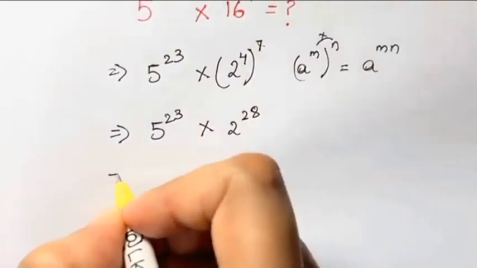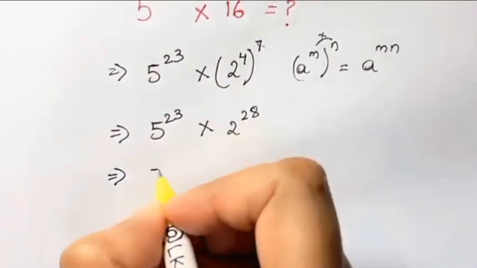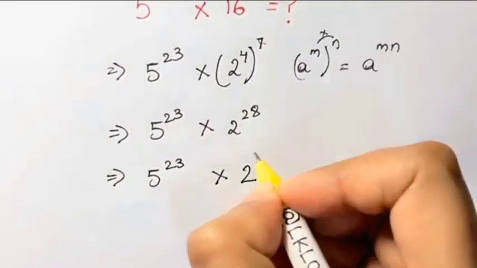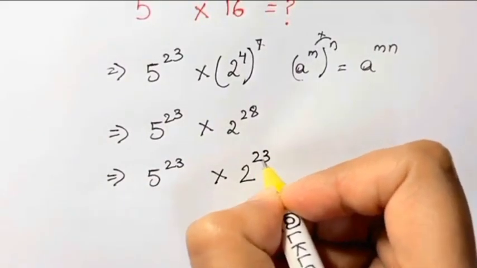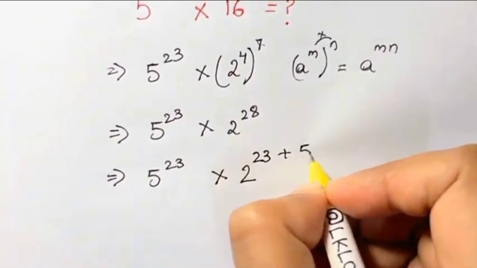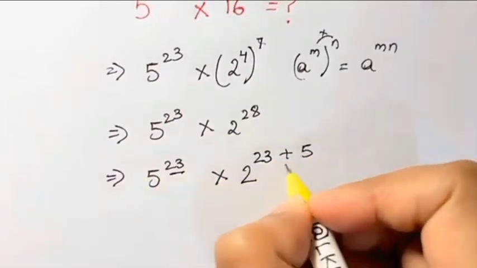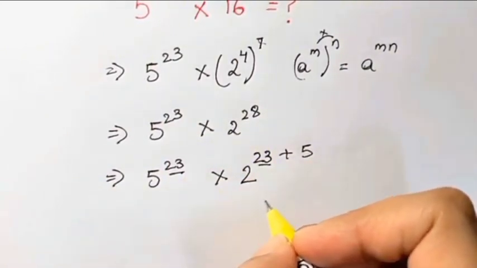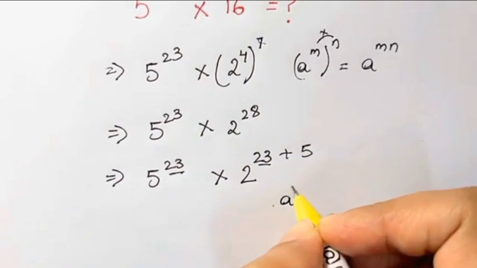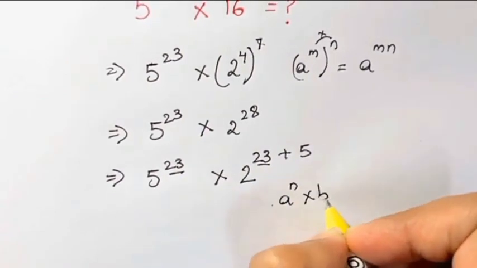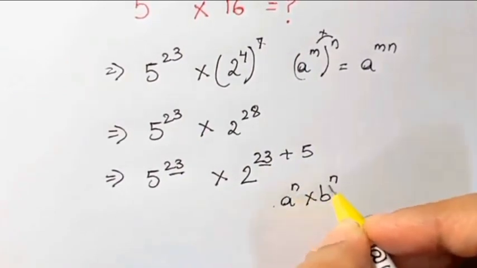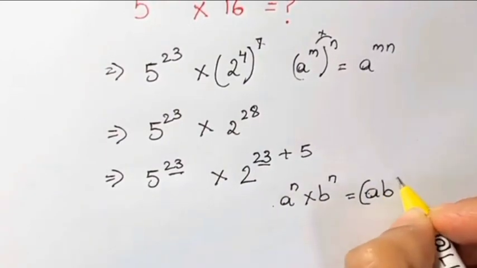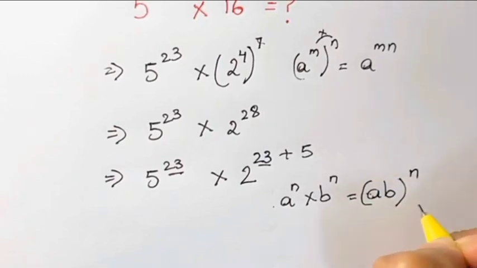Next step, we're going to split 28. 5 to the 23 times 2 to the power of, now I'm going to split it as 23 plus 5. Why? Because I have an exponent of 23 and here also 23. The rule which I'm going to apply is this one. Whenever you have a to the power of n times b to the power of n, when bases are different and exponents are same, we're going to write it as the product of the two bases, ab, whole to the power of n.